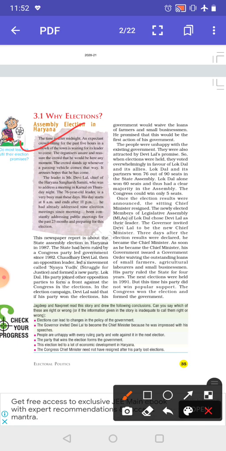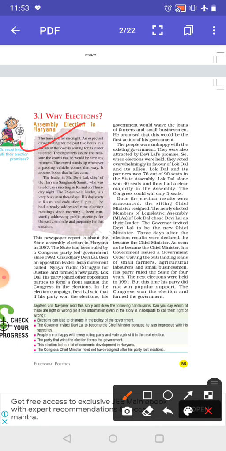The name was Lokdal. Now, other opposition parties also joined his new party Lokdal in order to form a front against the Congress party in the elections. Now, when Devilal and his party were doing election campaign, so election campaign means Chunav Prachar, in that election campaign, Devilal said that if his party won the election, his government would waive the loans. Waive means clear off the loans of farmers and small businessmen. He promised that this would be the first action of his government.